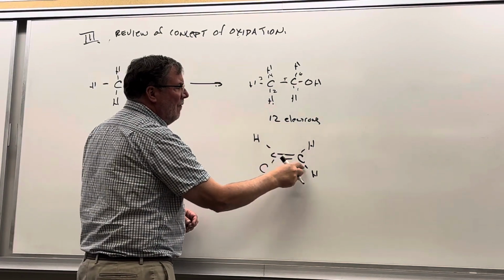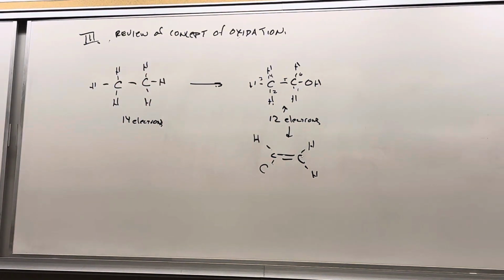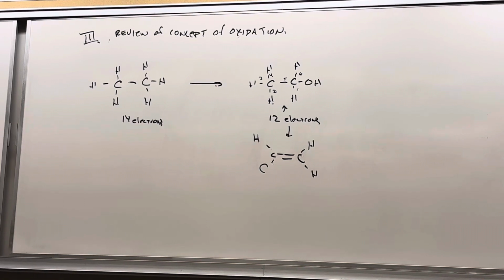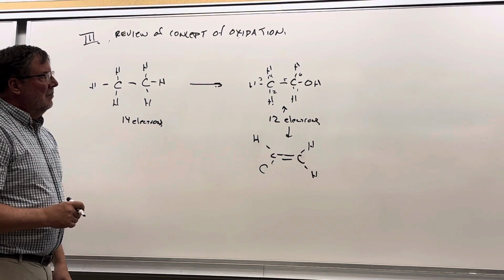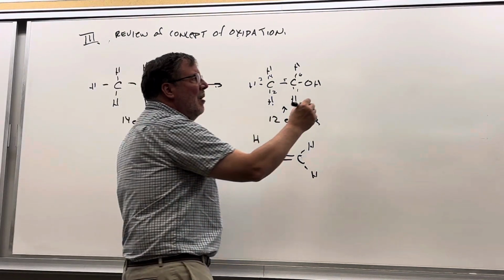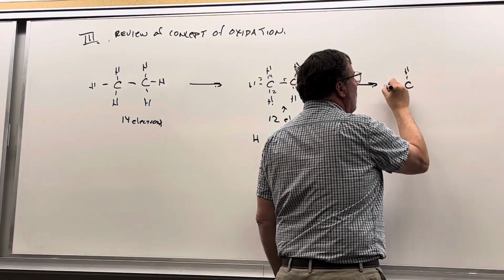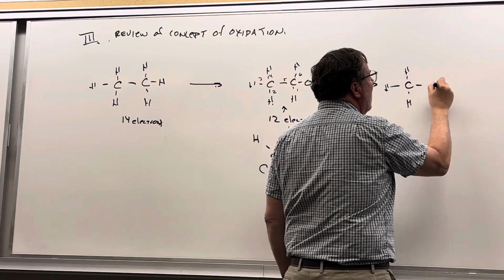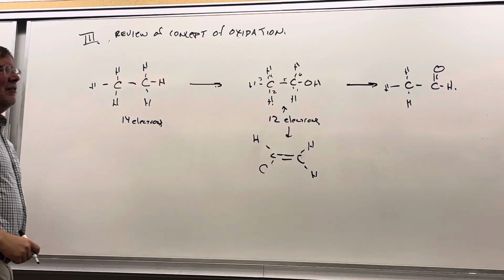1, 2, 3, 4, 5, 6. Both of those have 12 electrons associated with them. So we say that the alcohol has basically the same oxidation state as ethene. And we could keep going. I'm not going to count all the electrons, but just a little reminder that we can further oxidize it, taking away another 2 electrons to make acetaldehyde here.